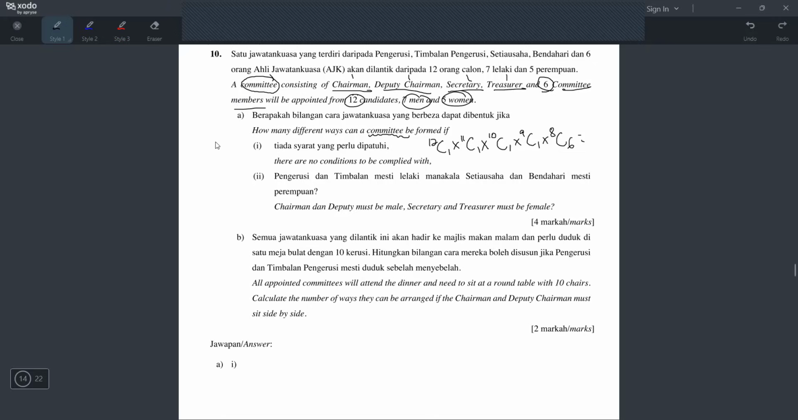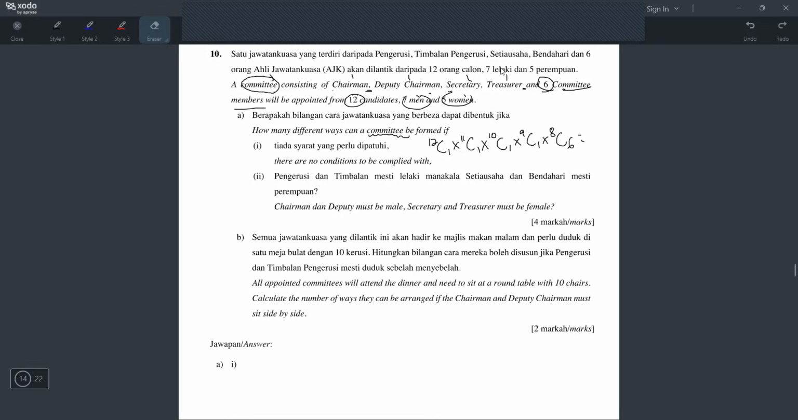This is how you do it. You cannot do 12C10 straight away, because if you do 12C10, it means... I have to choose separately, because the chairman and the deputy, secretary and treasurer are different. I have to choose them separately. I cannot straight away do 12C10.